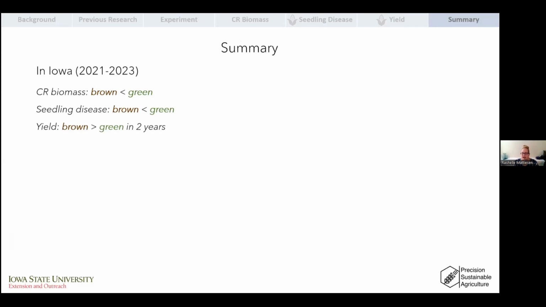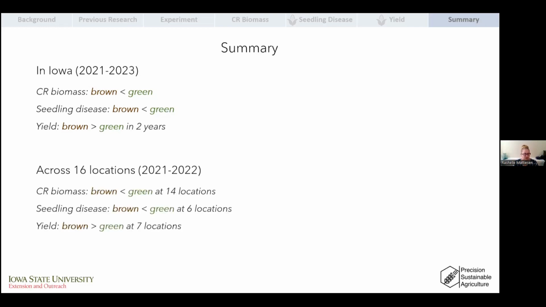Okay, so back to our hypothesis that delaying cereal rye termination causes increases in seedling disease. Just briefly to go back over what we saw for Iowa, there was significantly more seedling disease in the planting green. The planting brown had less seedling disease than planting green, and the yield was greater in the planting brown versus the planting green in the first 2 years of the study, as was the trend in Iowa. Across the 16 locations, at 14 of those, including Iowa, the biomass was greater in the planting green.